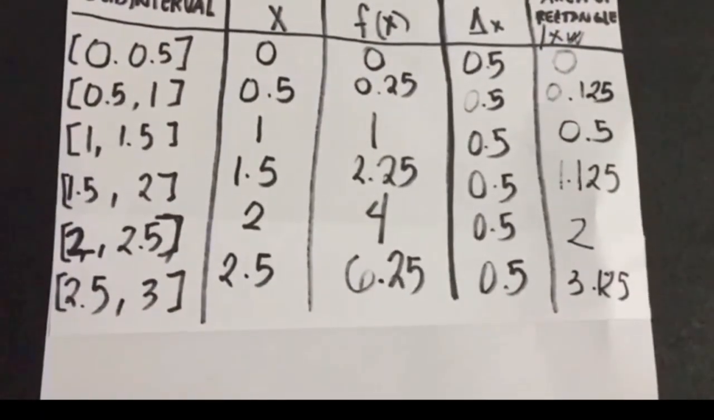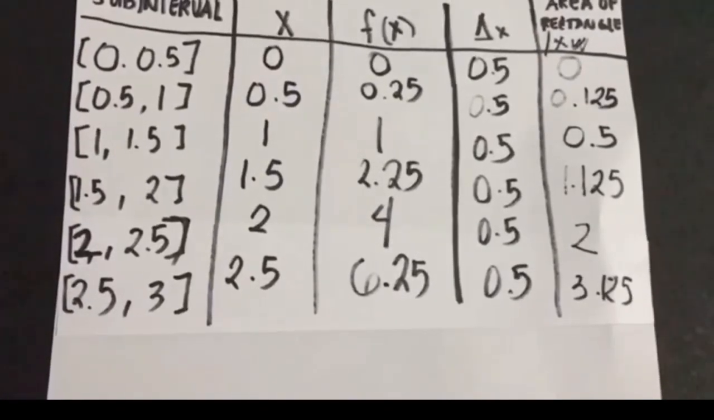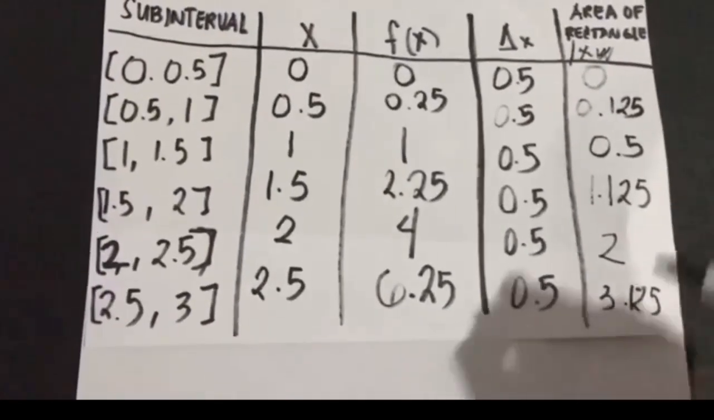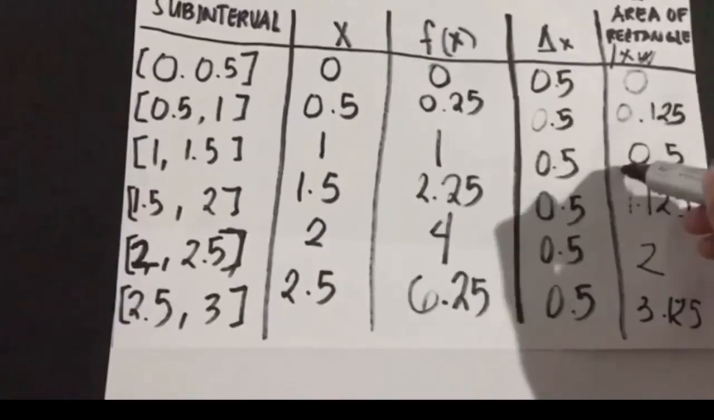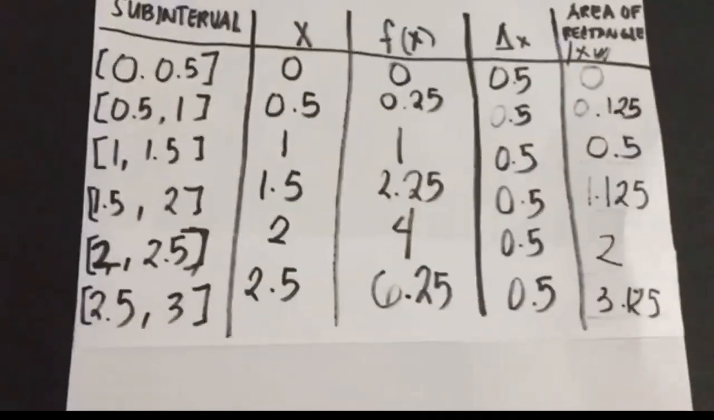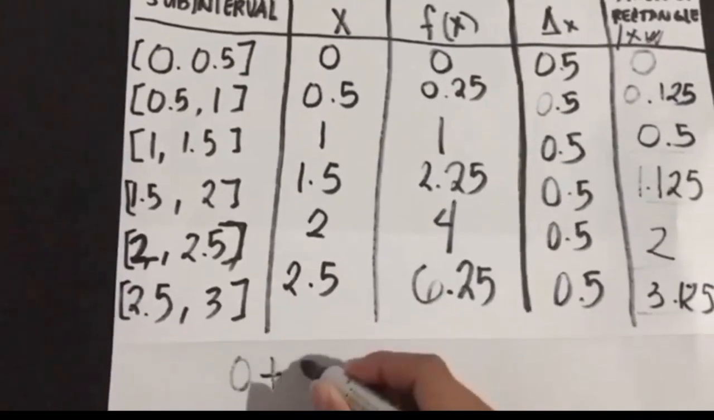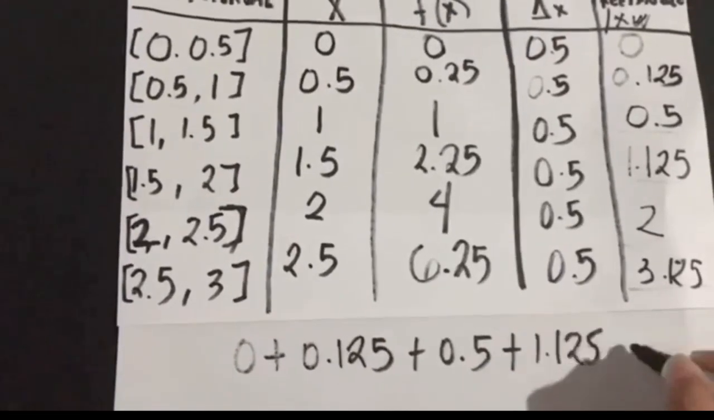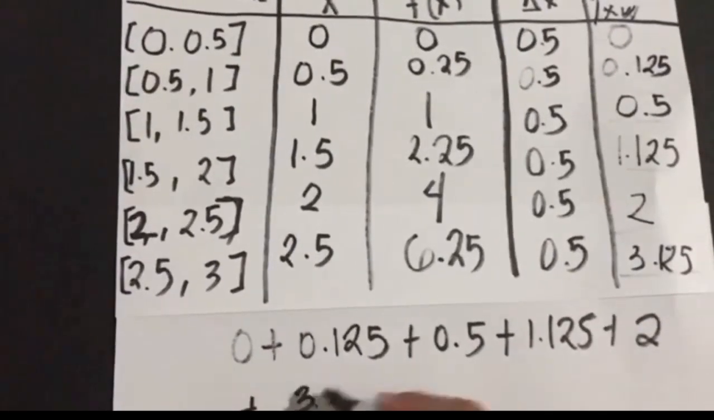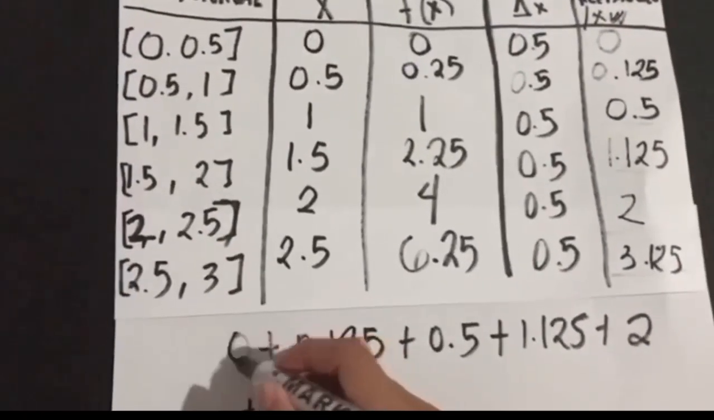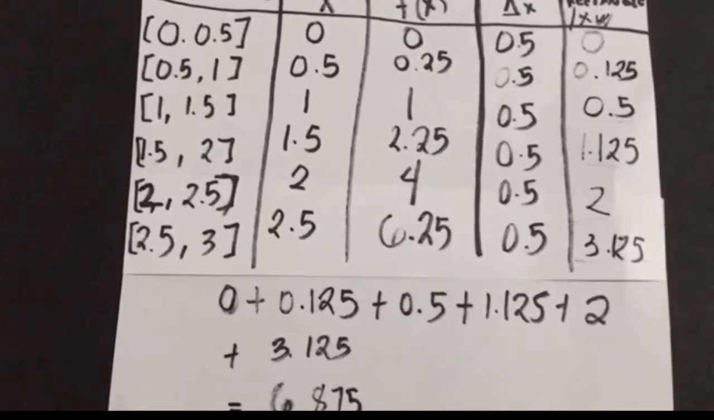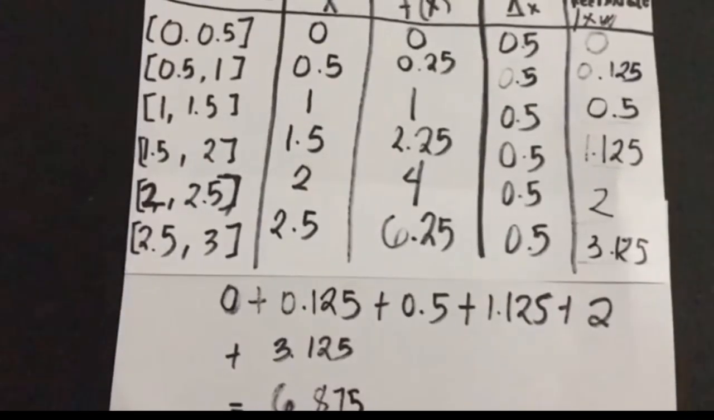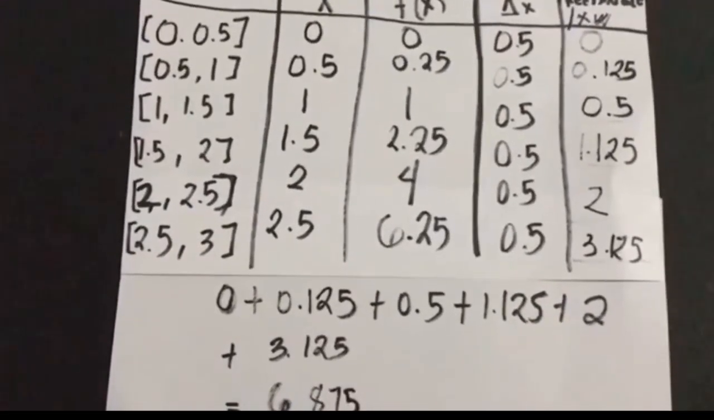How do we get the Riemann sum for f(x) equals x squared with the interval of 0 to 3 using 6 subintervals? We will just add all of the areas of the rectangles: 0 plus 0.125 plus 0.5 plus 1.125 plus 2 plus 3.125 is equal to 6.875. So that is the Riemann sum of f(x) equals x squared over the interval of 0 to 3 with 6 subintervals, which is 6.875.